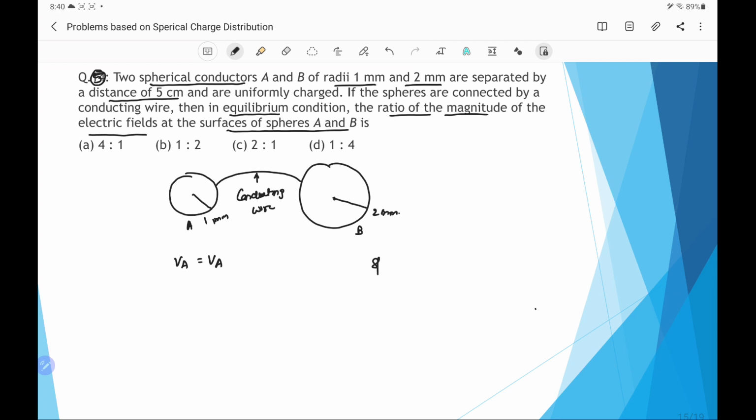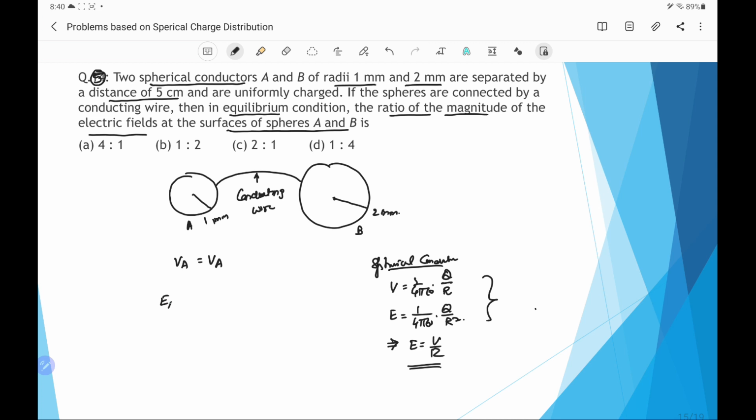We know for a spherical conductor, the potential at the surface is 1 by 4 pi epsilon naught, if charge is Q, Q by R, capital R, that is the radius of the sphere. And field is 1 by 4 pi epsilon naught Q by capital R square, considering the charge is concentrated at the center of the sphere. That means we can write E equal to V by R. Using these two expressions, we find E equal to V by R.